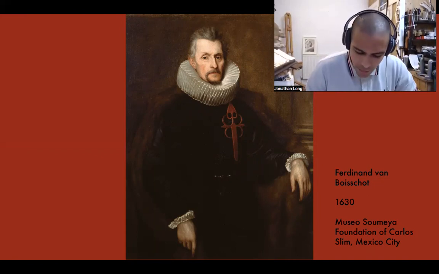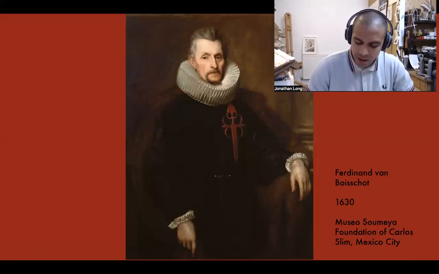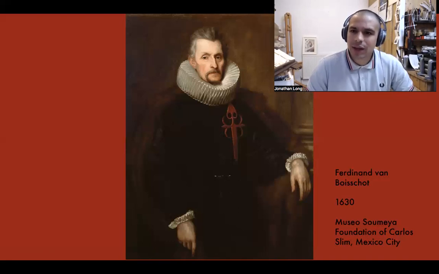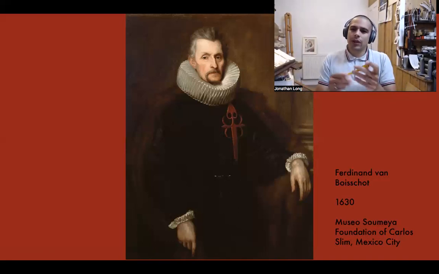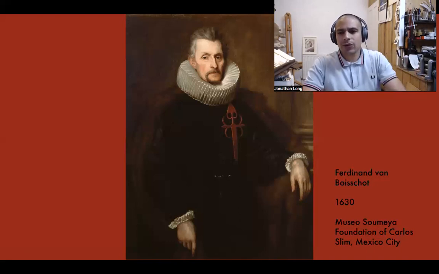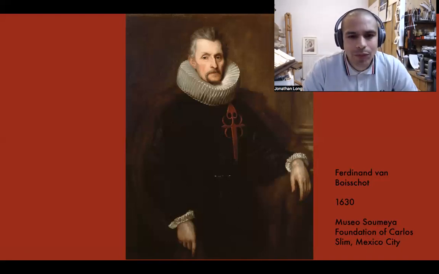Okay, so this is Ferdinand van Boyschot. He's the Baron of Zaventem, an aristocrat from the Netherlands, and his father was a defender of Spanish rule during the Dutch revolt in the Netherlands. So he is a member of the Dutch and Flemish elite who isn't of that merchant class. He's of a different kind of elite.